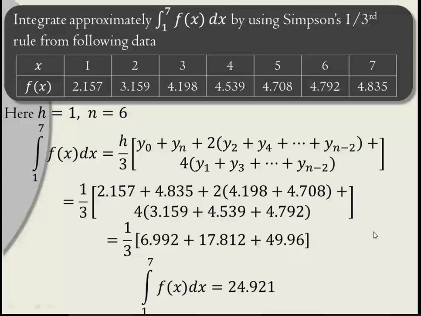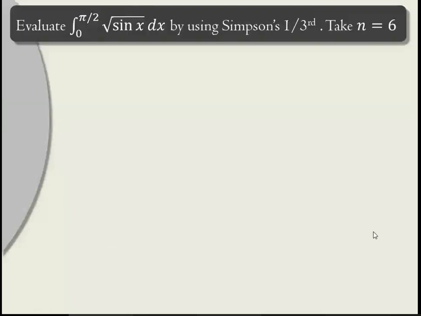Now consider the next problem. Evaluate the integral from 0 to pi by 2 of square root of sine x dx by using Simpson's 1/3 rule, take n equal to 6. Now, for using Simpson's rule, we need a table. So we have to prepare a table.